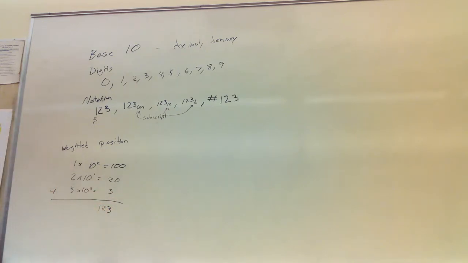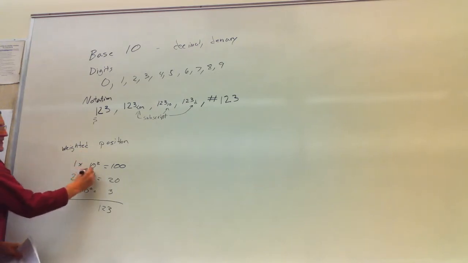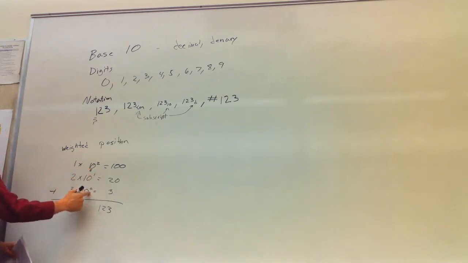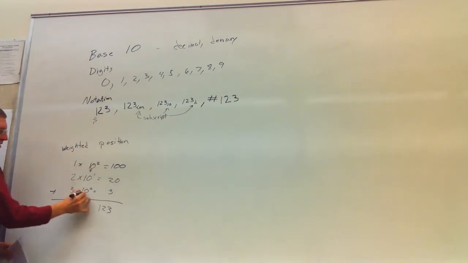You can't say 3 times 1 to the 0? Well, 10 to the 0th power is 1, so it's 3 times 1. You think about it as this is the base, and this is the position. So everything has to be 10. Yeah. So that's how we define weighted position.